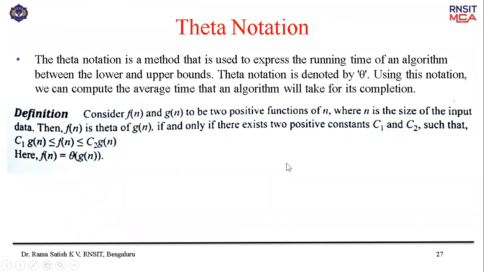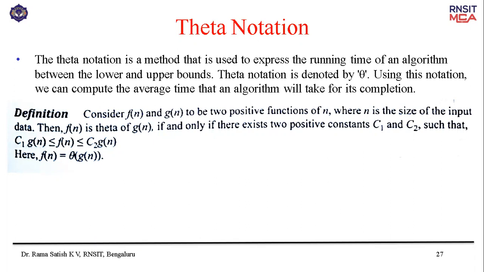The third notation is the theta notation, which is neither the upper bound nor the lower bound, but it is in between. The theta notation is a method that is used to express the running time of an algorithm between lower bound and upper bound. And theta notation is denoted by the symbol theta. Using this notation, we can compute the average time that an algorithm will take for completion. So by definition, you can certainly write like this.